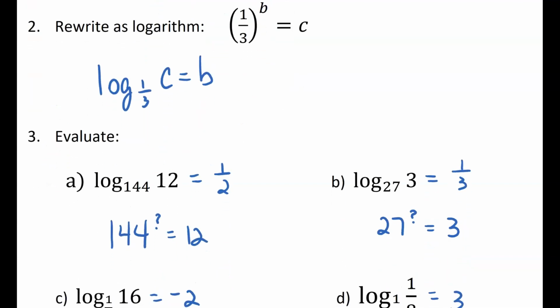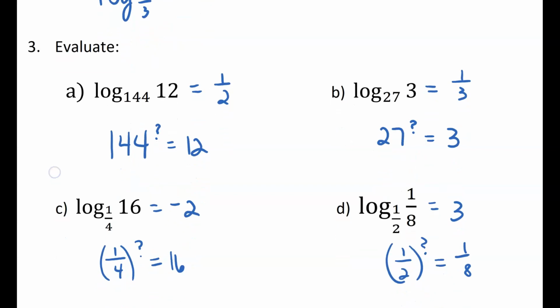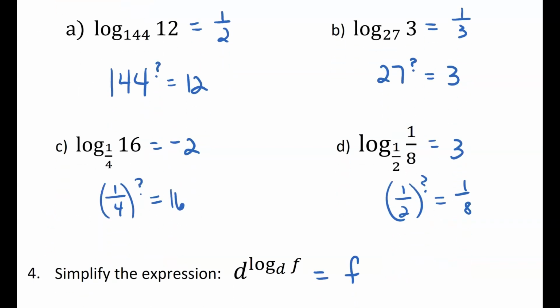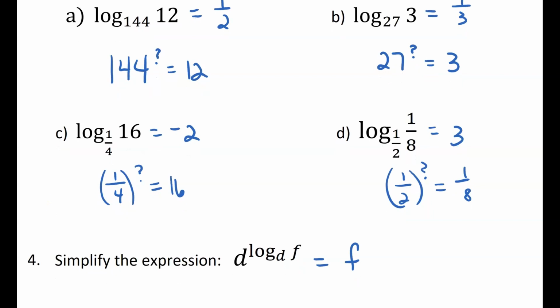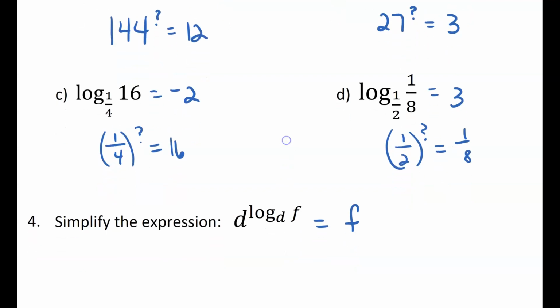There's the next couple. There's the next couple there. And the last one. Okay. How'd we do on these? Good? Yes. Number 4. So this was that property that we talked about last time in class. Do you remember that? Yeah.